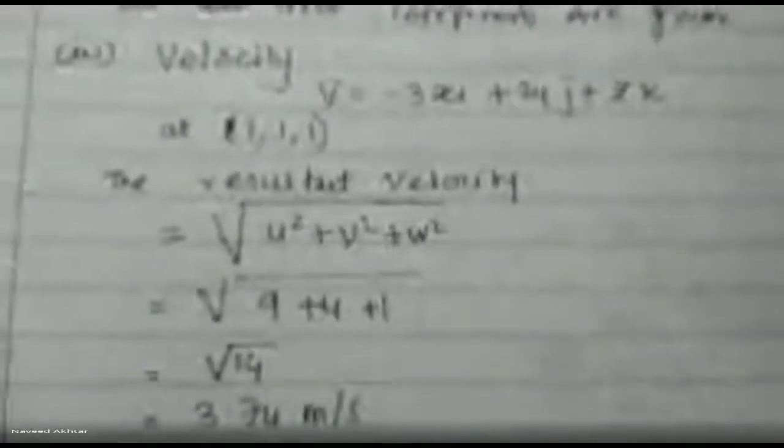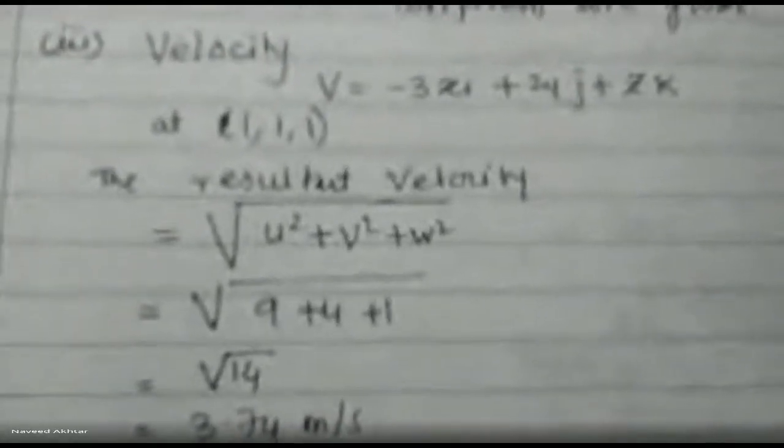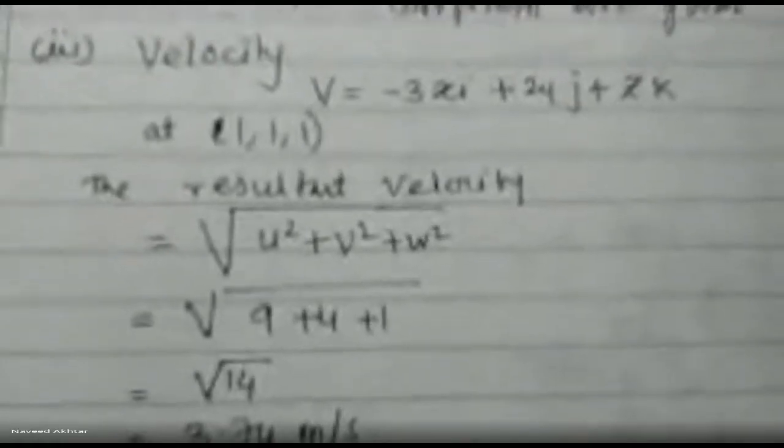Then you can find out the resultant velocity, capital V, which is equal to under root of u square plus v square plus w square. Put all these values, it will come to under root of 14, that is 3.74 meter per second. So this is the velocity field, and the resultant velocity is 3.74 meter per second.